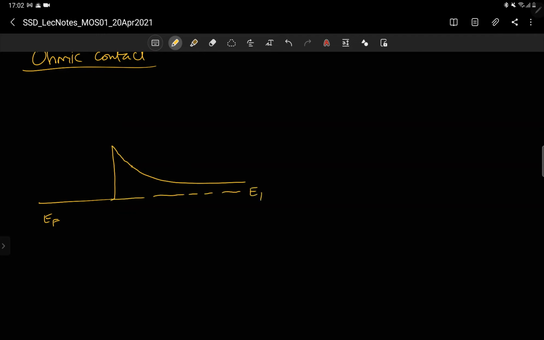So this is EF. So this is EC. So I'm just drawing how EF and EC look. That's all, because this is an N-type semiconductor. I'm not drawing all of it. Okay. So now, forward bias means what? I said this will go down a little bit.